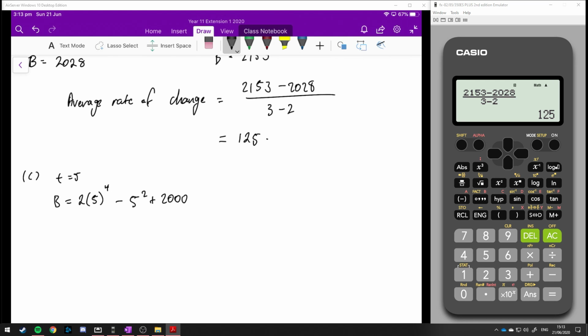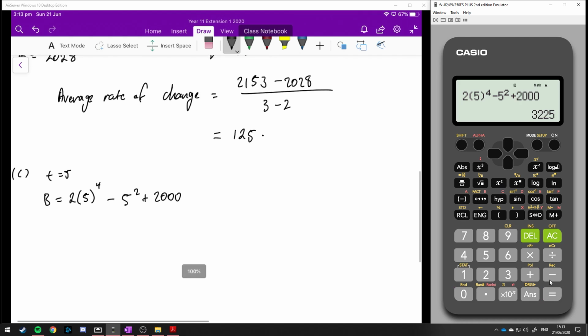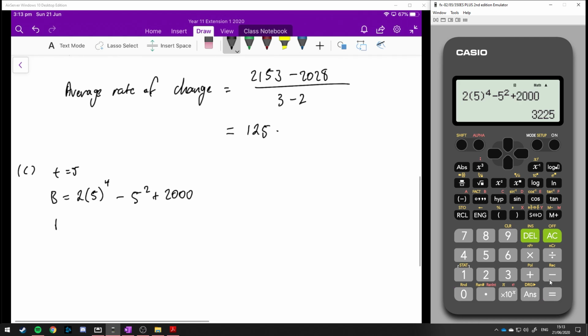Okay, and once we've done this, we can substitute it into our calculator again to get 2 lots of 5 to the power of 4 minus 5 squared plus 2,000. Okay, and that's going to give us that the amount of bacteria after the 5th hour is 3,225.